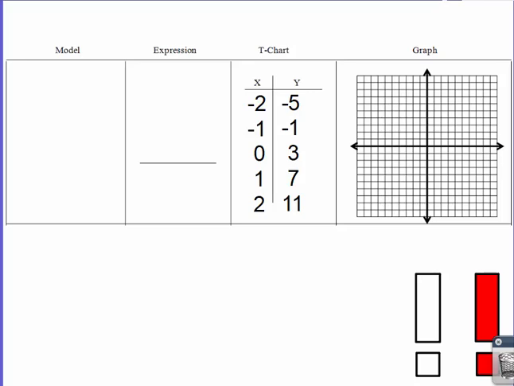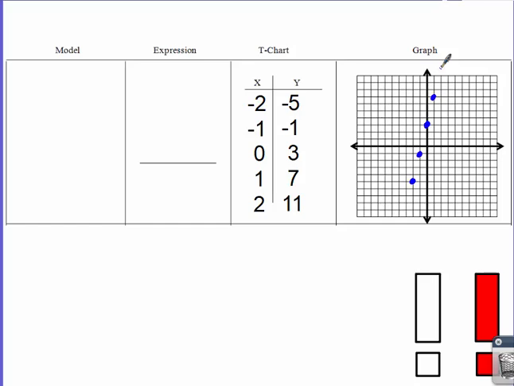Now what if I give you the t-chart? Well, the first thing you could do is graph it. That would be the easiest thing to do. So -2, -5, -1, -1, 0, 3, 1, 7, now 2, 11, oh my goodness, that would be up here.